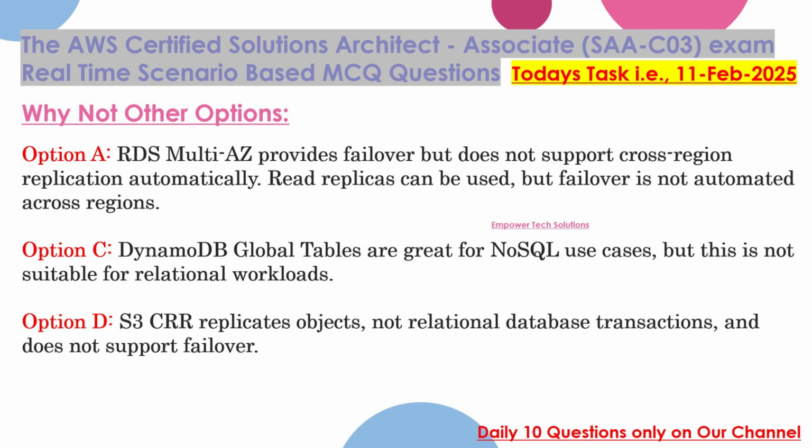Why not other options? Option A. RDS Multi-AZ provides failover but does not support cross-region replication automatically. Read replicas can be used, but failover is not automated across regions. Option C. DynamoDB global tables are great for NoSQL use cases, but this is not suitable for relational workloads. Option D. S3 CRR replicates objects, not relational database transactions, and does not support failover.